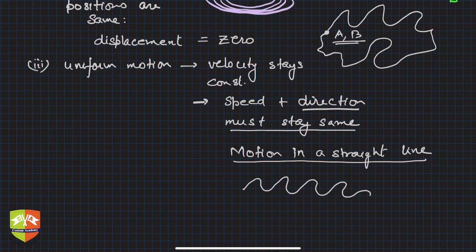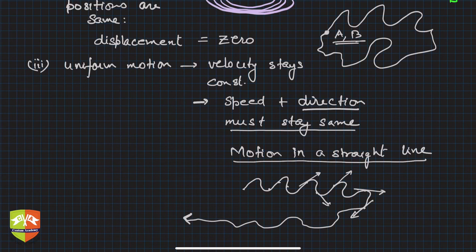But if something is changing the direction of motion every time, it cannot be in uniform motion. For example, if this is a track and the object is moving across this track, it cannot have uniform motion. Why? Because at every moment the velocity direction is changing. You know that velocity is a vector quantity. So velocity direction at every point is changing. So when the direction is changing, it cannot be the same velocity.